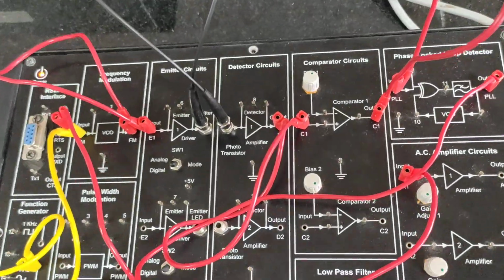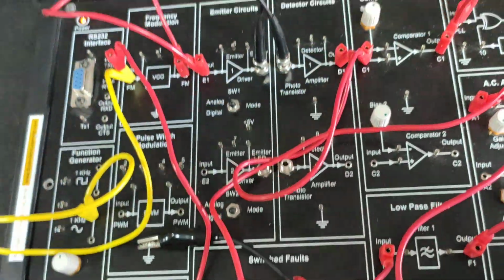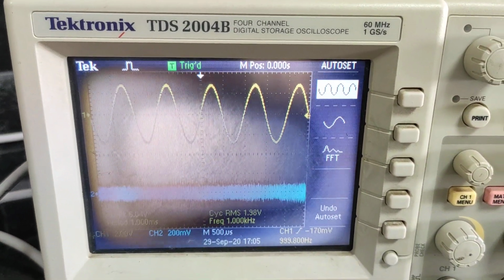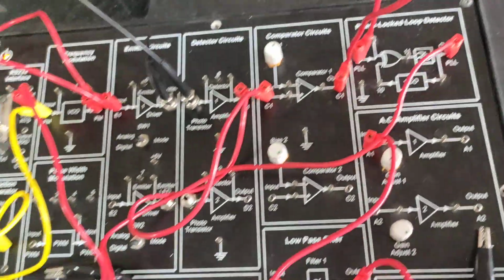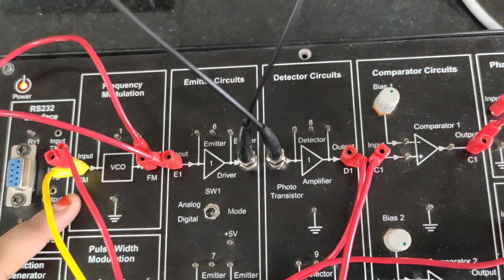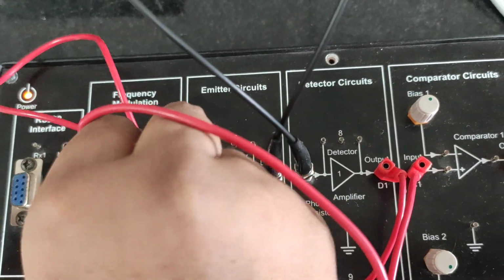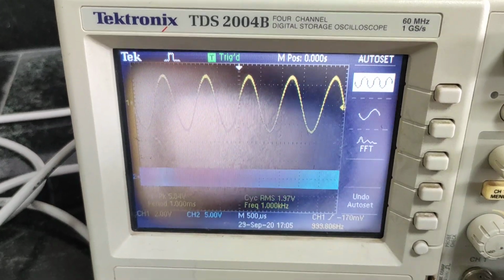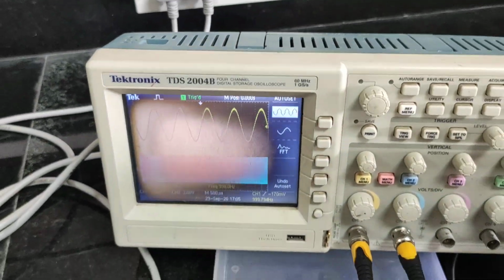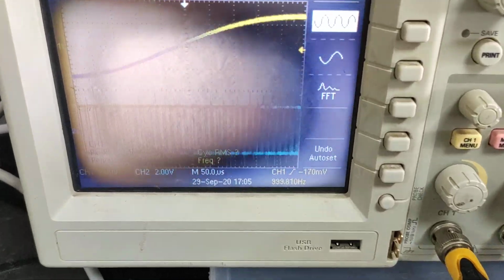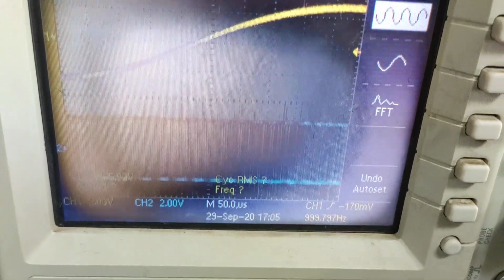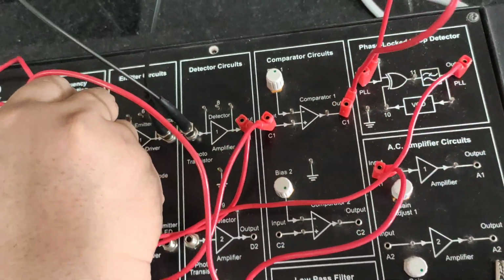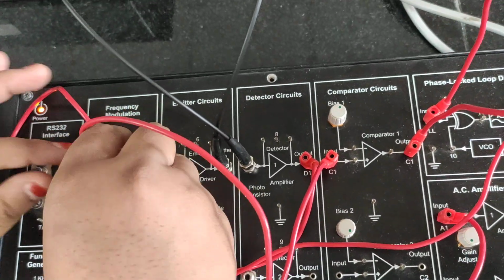So this is our input signal. You can see the input signal over there. This is the input signal of 1 kilohertz. This input signal gets applied to the frequency modulation unit. So let's see the output of the frequency modulation unit. At the output of the frequency modulation unit, we can see the train of pulses. See, as the amplitude increases, the train of pulses also increases. Okay, then this train of pulses is given to the emitter circuit.